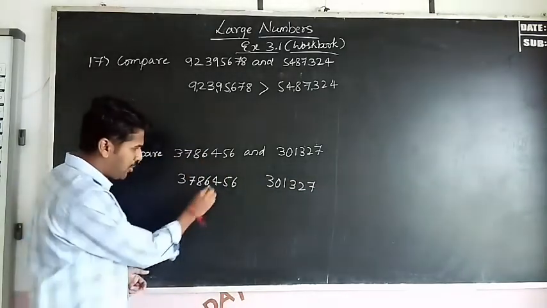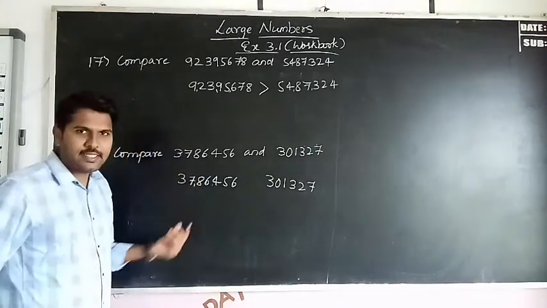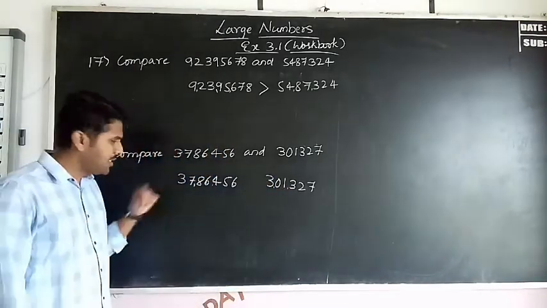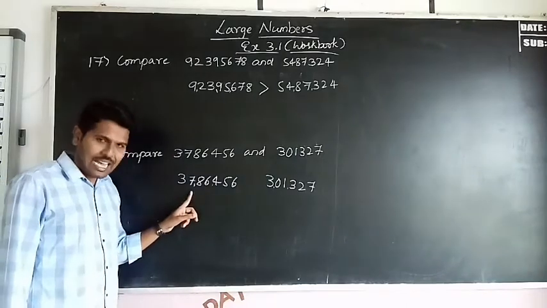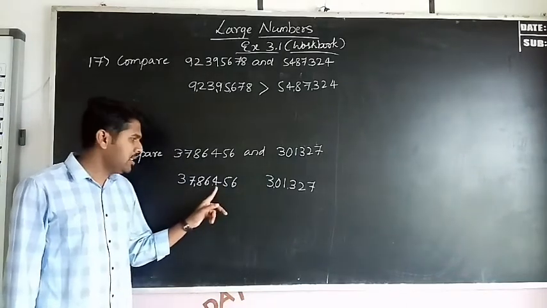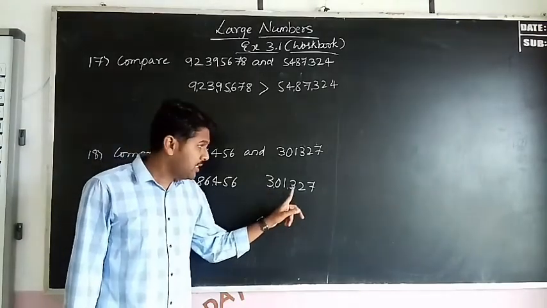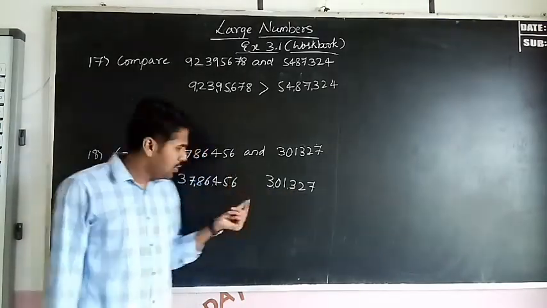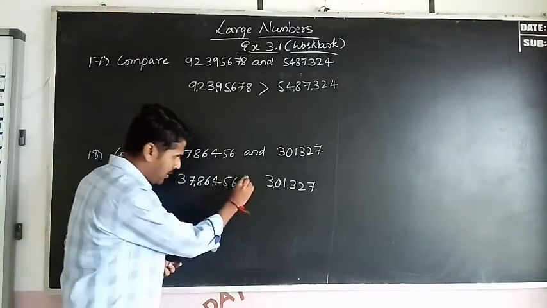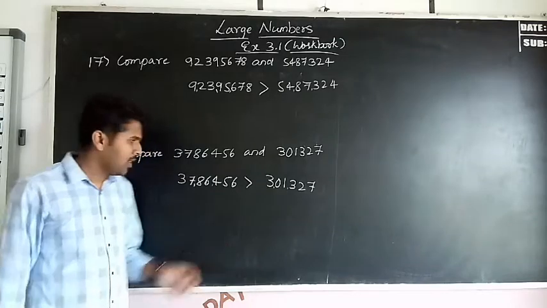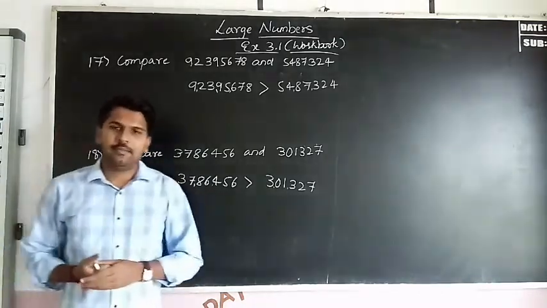Otherwise, first place the commas 3, 2. So this is the Indian system. So here, what is this number? 37 lakh 86,456 and 3 lakh 1,327. So this number is greater now. Why? Because this is 37 lakh, here 3 lakh. So this number is greater.